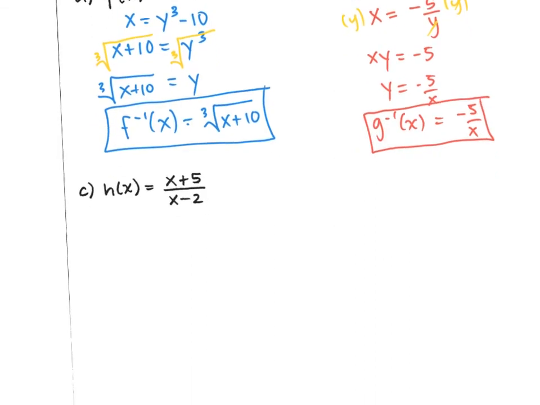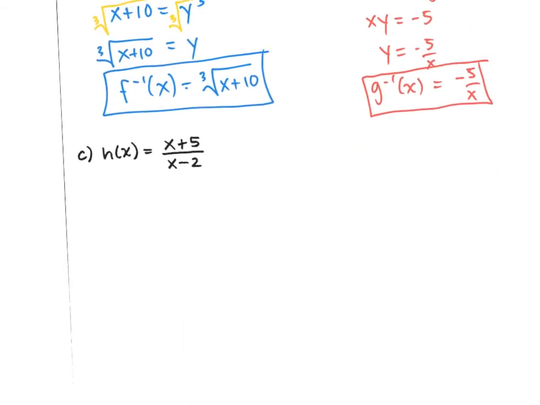Okay, and then there's one more, and this one has a little bit of algebra to it. I have y equals x plus 5 over x minus 2. So I'm going to make it x equals y plus 5 over y minus 2. And there's multiple ways to do it, and we should have similar answers. I'm going to multiply by the y minus 2. Okay, so x times y minus 2 equals y plus 5. I think I'm going to go ahead and distribute so I can get the y's a little more separated.